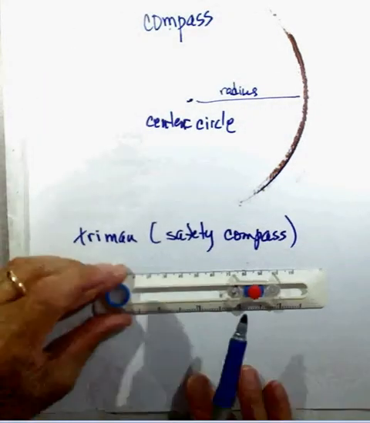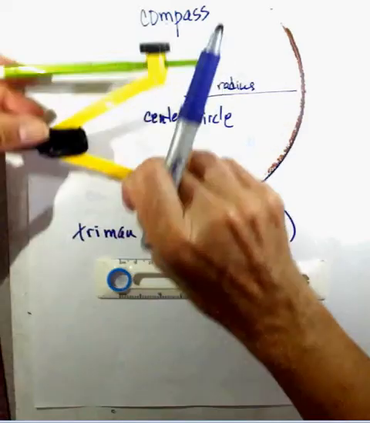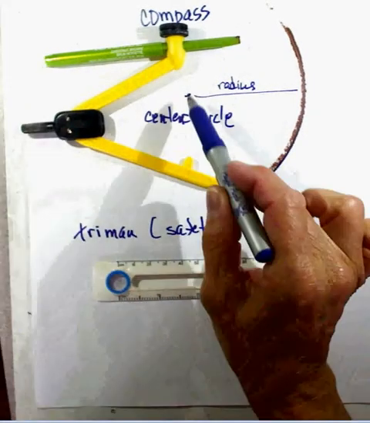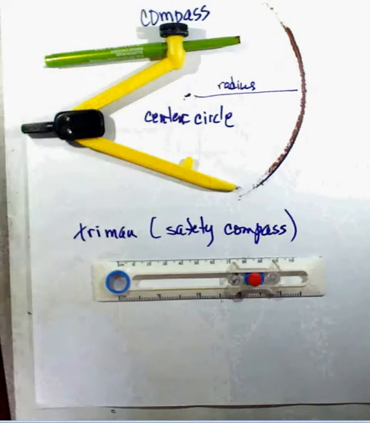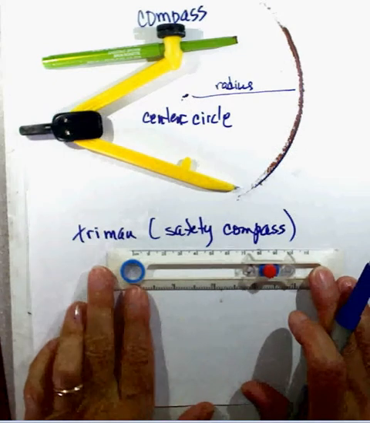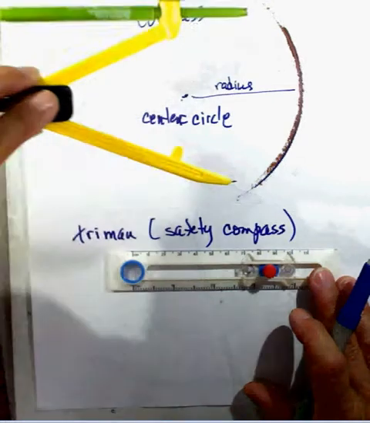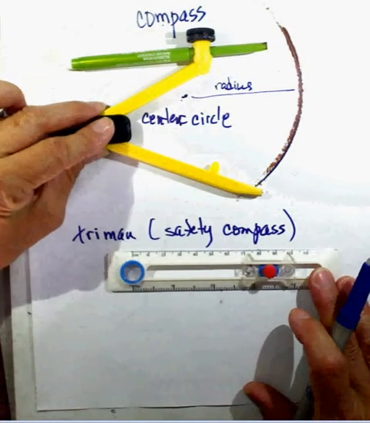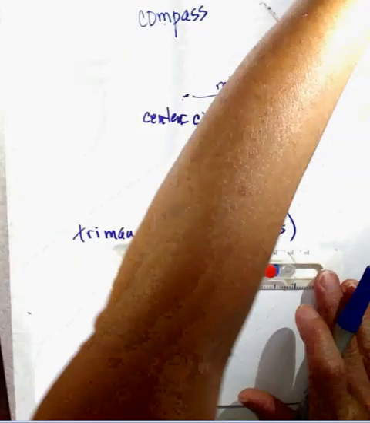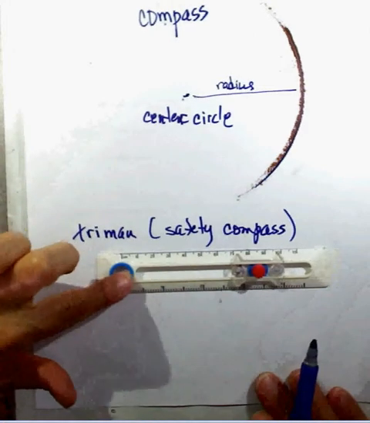All right, so again, let's just review. Whether you're using a compass or a triman, you're going to be involved with the center of the circle and the radius of the circle to create constructions. I'm going to stick with the triman, and I'm going to provide a triman for you to use. If you prefer to use a compass, please feel free to do that. You can spend some money and get a real good one, but I prefer the triman myself.